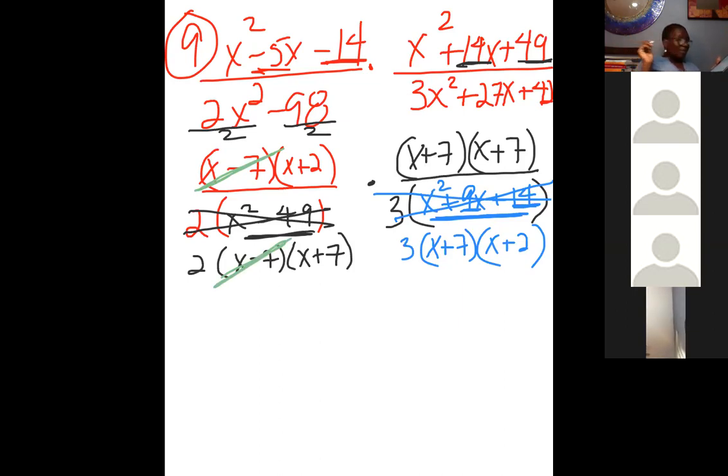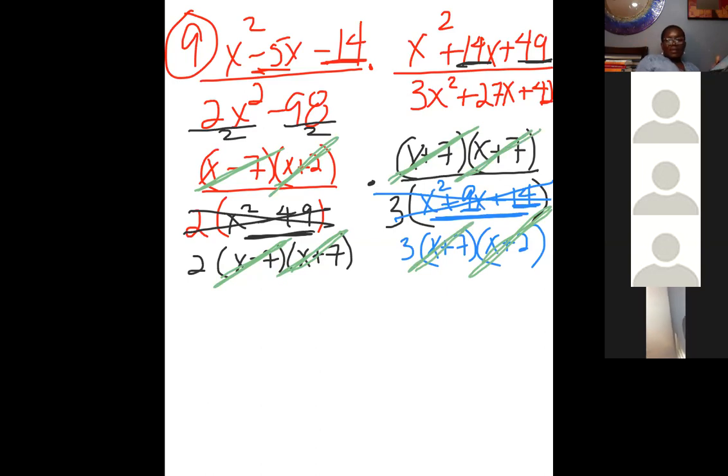We're going to cross simplify next. X plus 7 with x plus 7. Furthermore, x plus 2 and x plus 2. Last but not least, we have an x plus 7 here and an x plus 7 there.